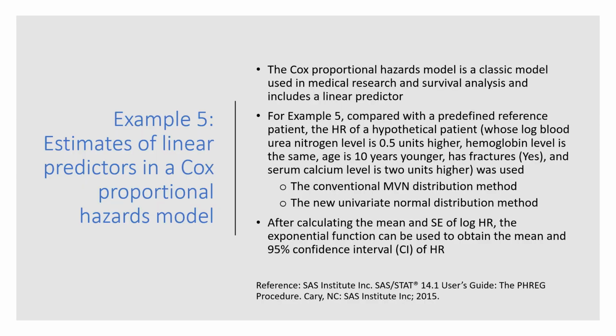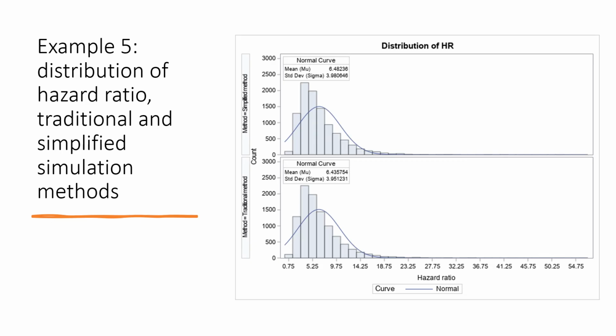Example 5 was linear predictors in a Cox proportional hazard model. The Cox proportional hazard model includes a linear predictor. In the appendix of our article, we provided the details of the conventional method, which generated the multivariate normal distribution data for the 5 coefficients to calculate log hazard ratio, and the new method to directly generate the univariate normal distribution of log hazard ratio. As shown in the plots, the distributions of hazard ratio of these two methods were the same.